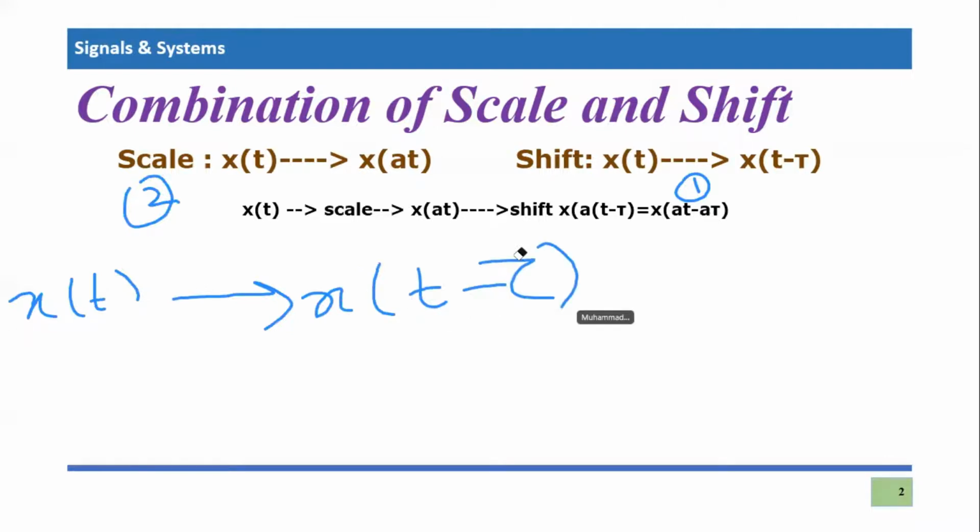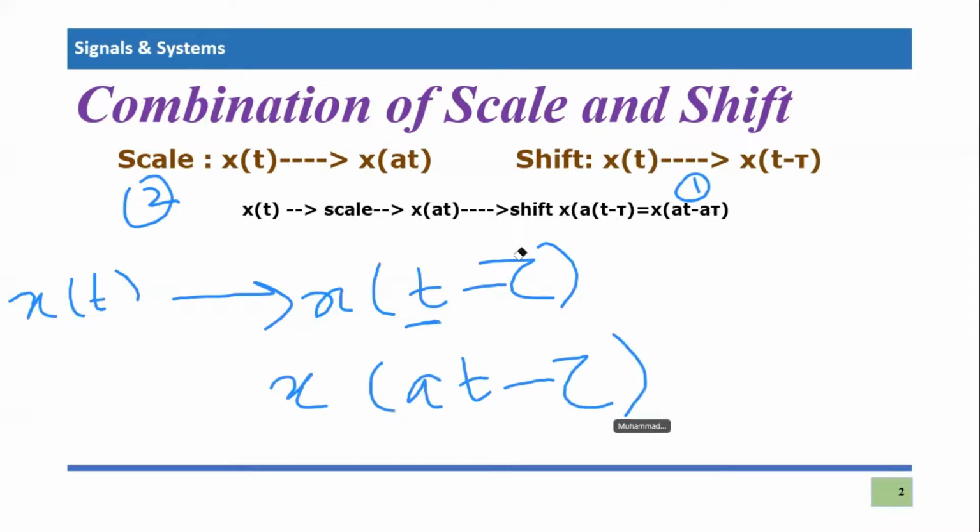And then we will apply the scaling operation. Remember that scaling is performed on the time variable, which is t here, because tau is not a time variable, it is the amount of shift in time, right? So when I apply the time scale operation on this specific variable, it will become x of at minus tau. There will be no change on tau. So this is the output when shifting is done first and then scaling is performed.